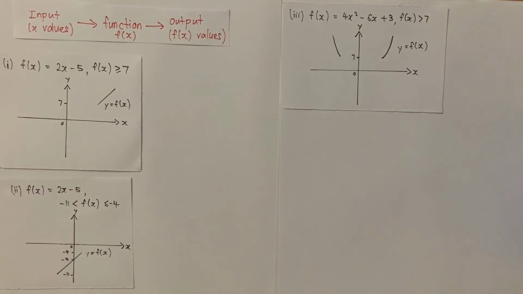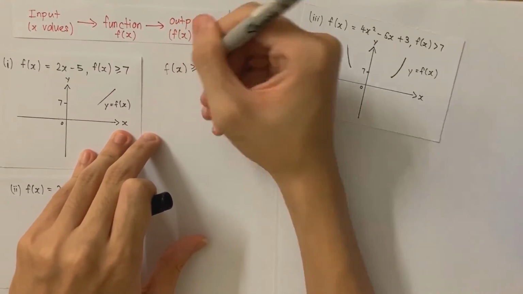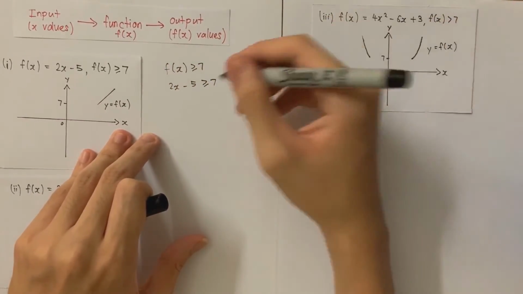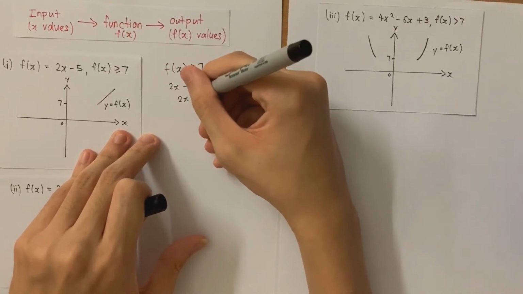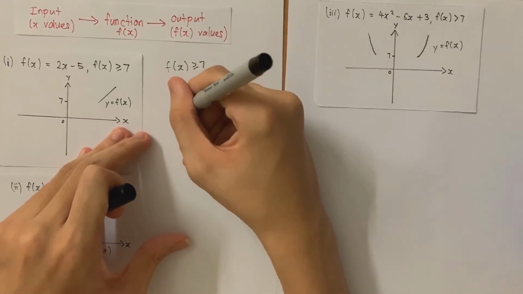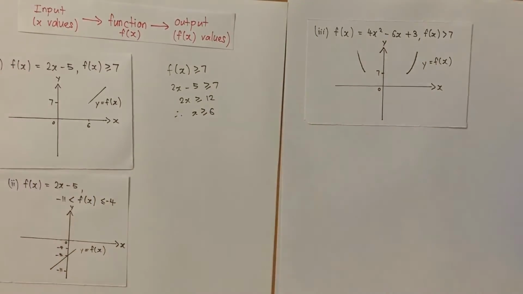As you can see here, there are 3 graphs, 2 of which are linear functions and 1 of them is a quadratic function. The first example is the same as the first 2 examples, 2x minus 5. Now f of x is more than or equal to 7, so let's write down f of x is more than or equal to 7. So 2x minus 5 is more than or equal to 7. We're just going to add 5 to both sides. So 2x is more than or equal to 12, x is more than or equal to 6. So the restricted domain is x more than or equal to 6. So this is 6, all the way up to positive infinity.